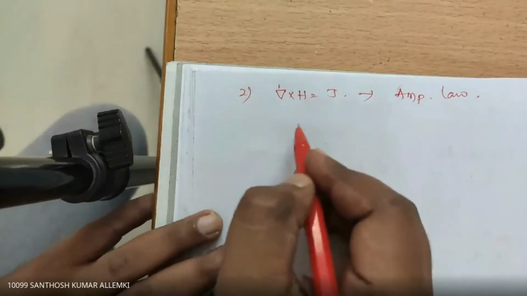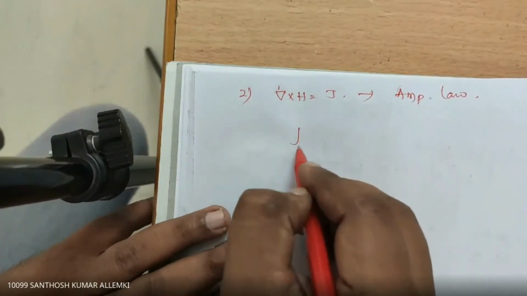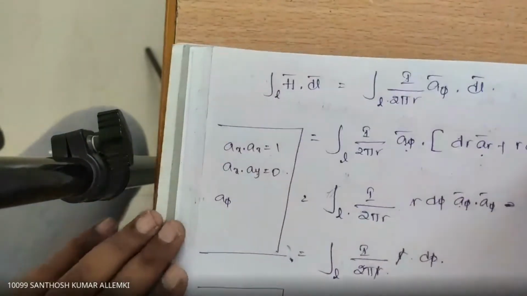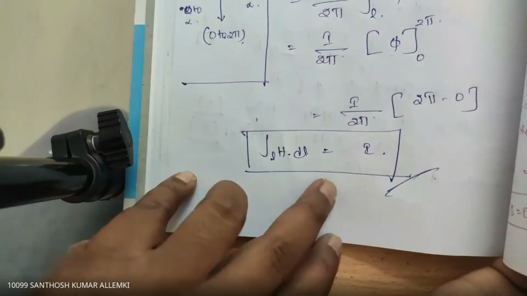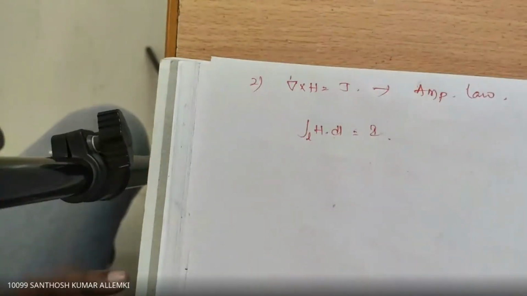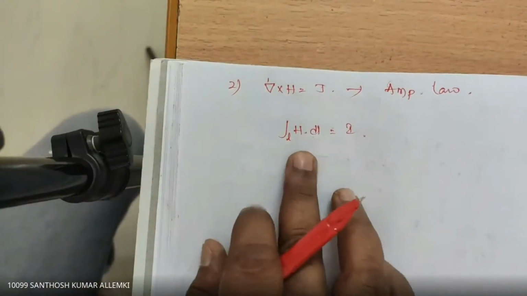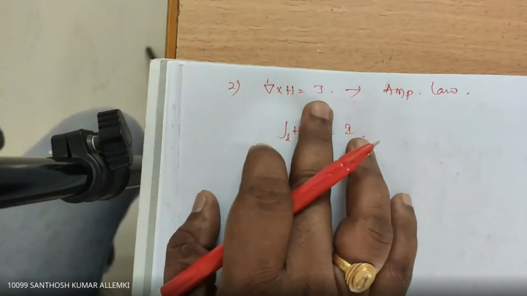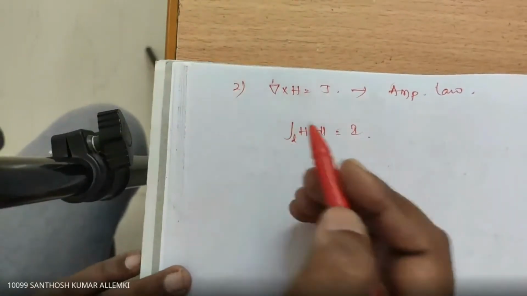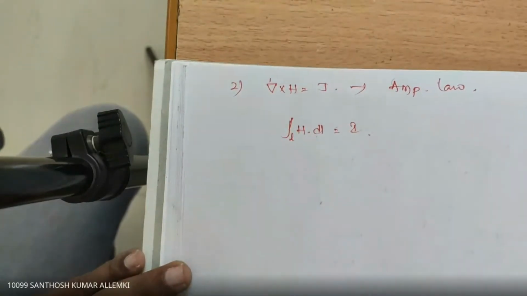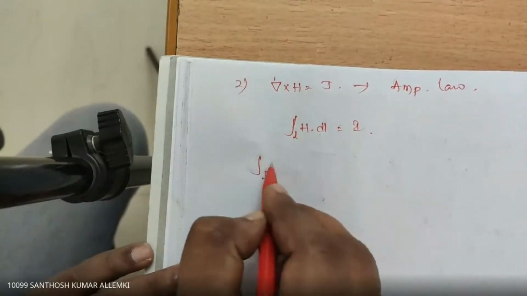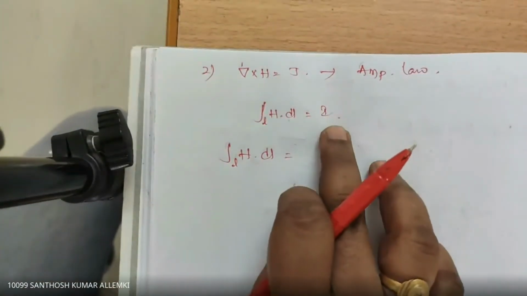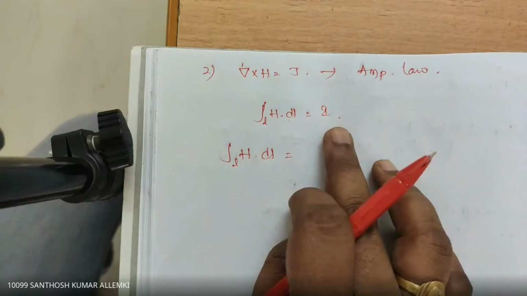From the expression we have the line integral of H dot dl is equal to the current. We already derived this here. The line integral of H dot dl is equal to I. That is Ampere's law. Now we need to show del cross H must be equal to J. The line integral of H dot dl is equal to the current. The current can be represented in terms of current density.